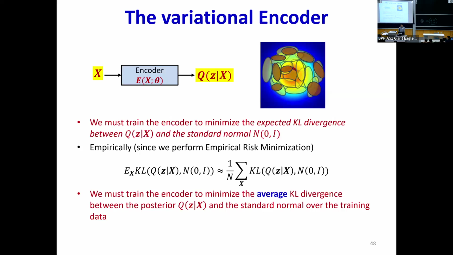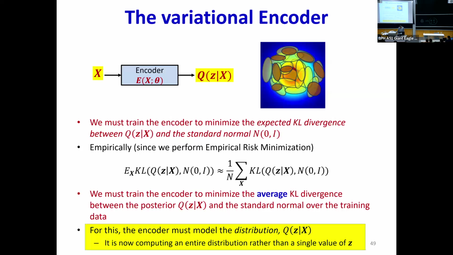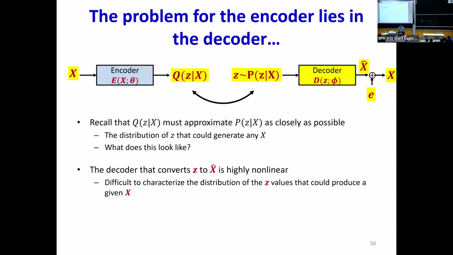We still have to specify what is Q of Z given X. I've just written a random formula over there. What is it? So the encoder now must model this Q of Z given X. We know how neural networks can give you vectors. How does it give you a distribution? It doesn't give you a distribution. It's going to give you parameters of the distribution, right?